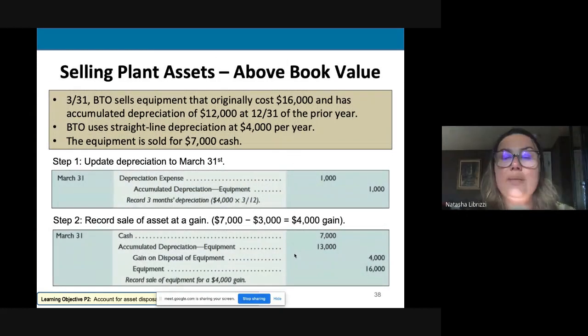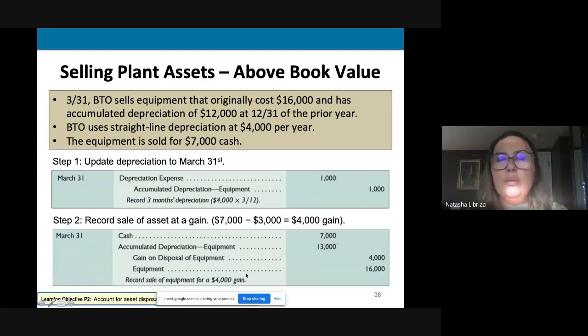So we have the same situation, except now we're receiving $7,000 cash. So I'm not going to go over this. This is all the same story, just cash change. So again, cumulative depreciation, we're going to book 13,000. It's increased by 1,000 because you caught up to the date of sale. You have your equipment that you have to remove from your books of 16,000. You receive cash of 7,000.